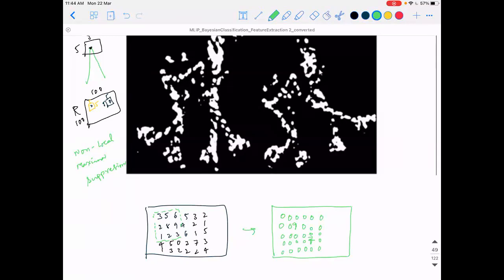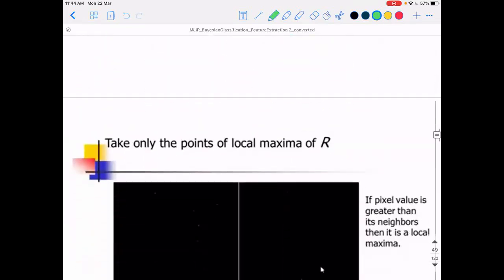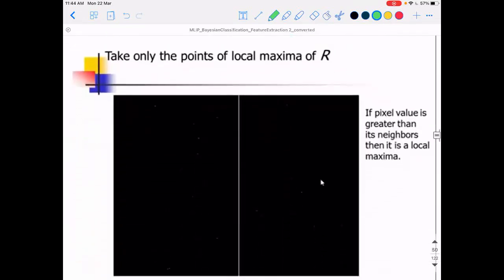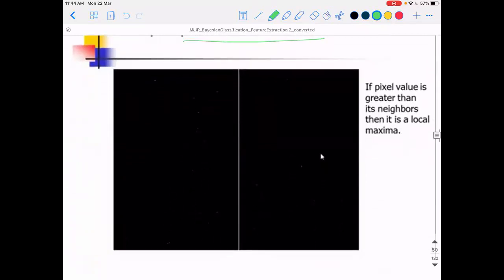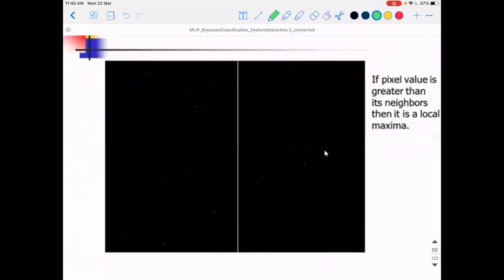In some cases they will put only 1 there, just to indicate that it is a local maxima. In some other cases they will retain the value itself. It depends upon the application which they retain. Is this clear? So after doing this local maxima, only points of local maxima are considered. So now they have very few values left out with bright pixels, or high values. Remaining all are zeros.